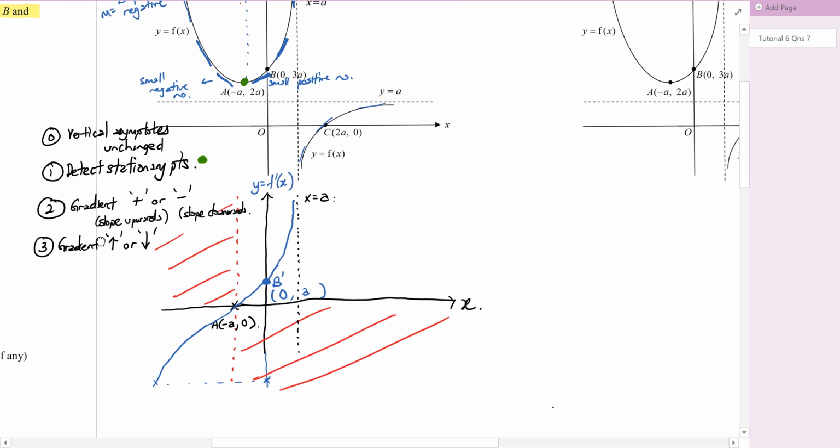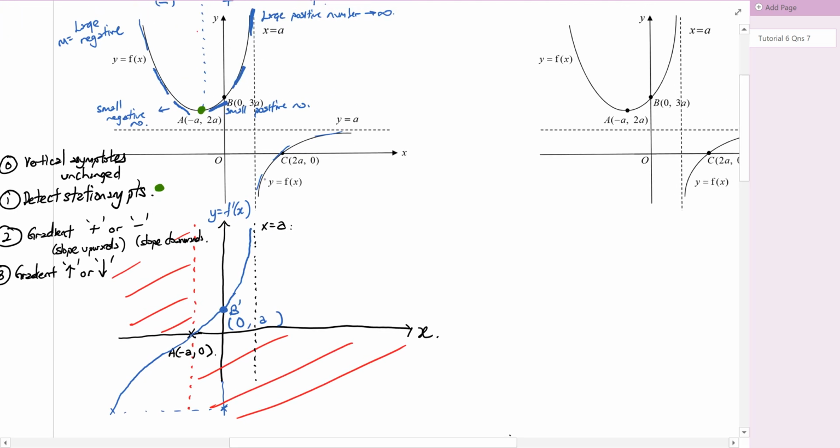Next. Start from here. You can see this part here has a very large positive gradient. To the right of the asymptote, the gradient is a large positive number. So it's going to start from the top, and then decrease and decrease to almost a horizontal line, but not a horizontal line. So it tends to 0.